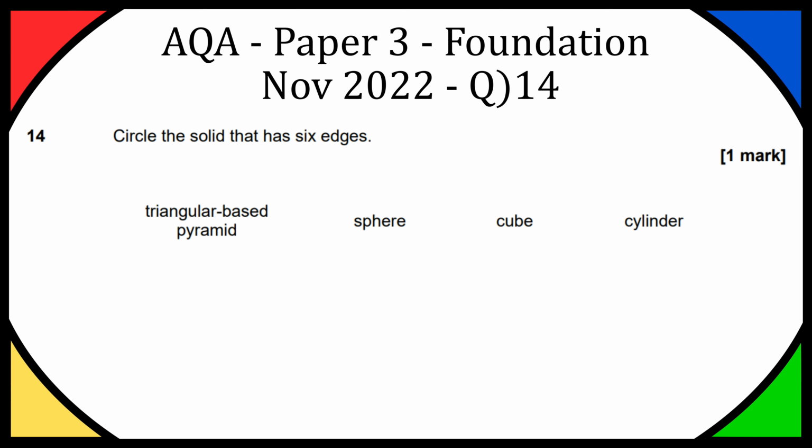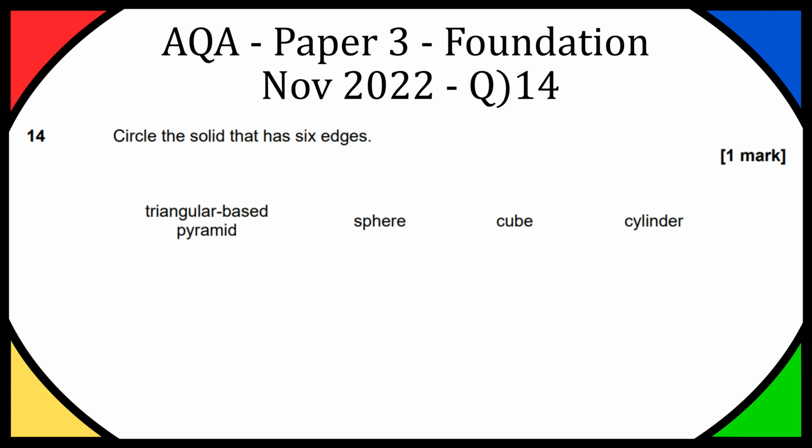Hey everyone, so today we're doing question 14 and it's a 4-mark question. It asks us to circle the solid that has 6 edges. So we've got a triangular base pyramid, a sphere, a cube and a cylinder. We're going to go through each of them one by one, work out how many edges they have and circle the one which has 6.